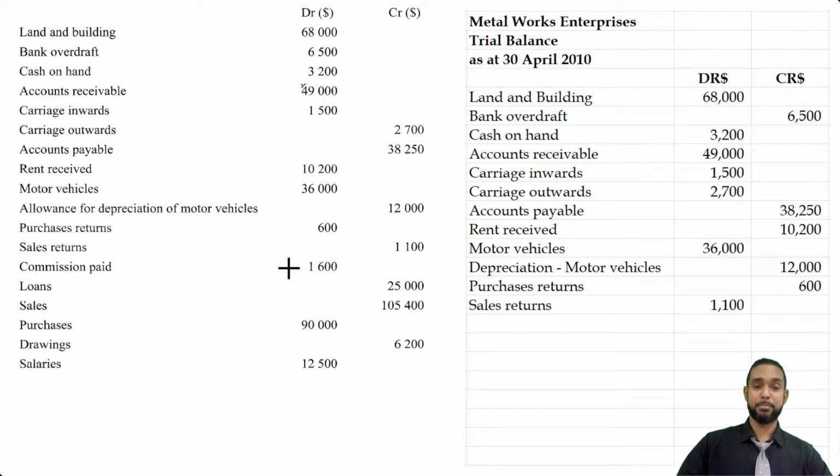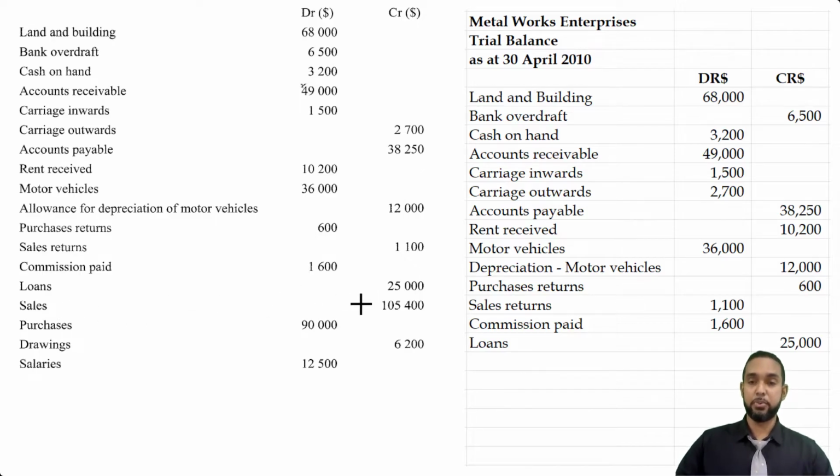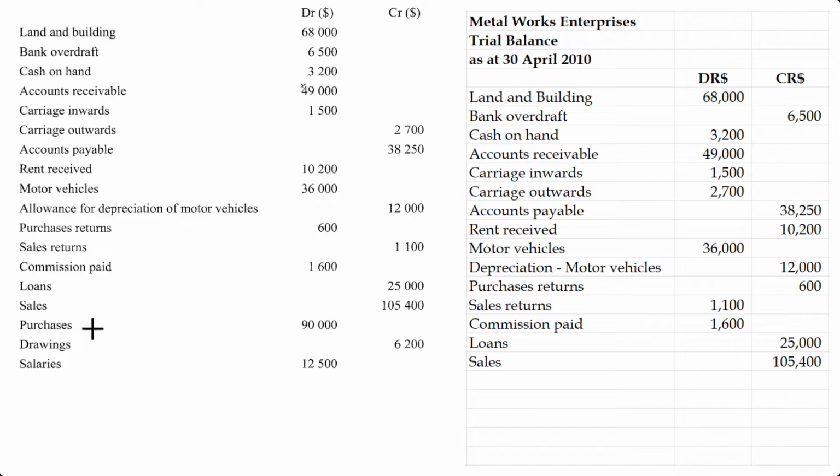Commission paid is an expense. Expenses have debit balances, so that's fine. Loans, and the loans is a liability. That is supposed to have a credit balance, so we're going to leave that right there. Sales is a revenue. That has a credit balance, so we're going to put that as it is. Purchases is an expense. That has a debit balance, so that's fine. Drawings is a reduction in capital, and capital decreases with a debit, so that's supposed to have a debit balance. Salaries is an expense, so that has a debit balance.